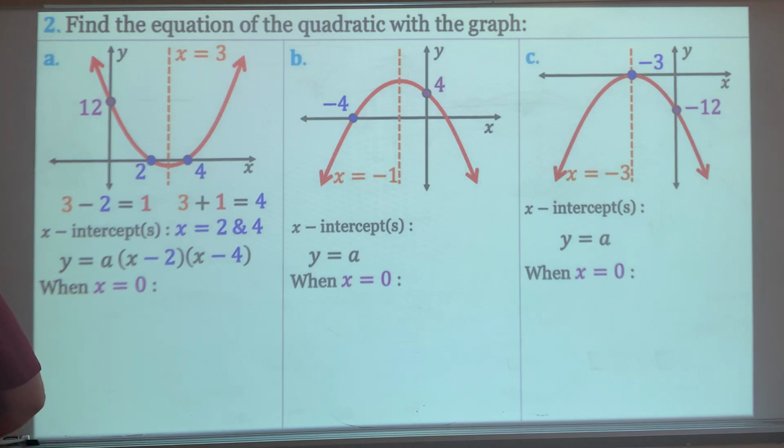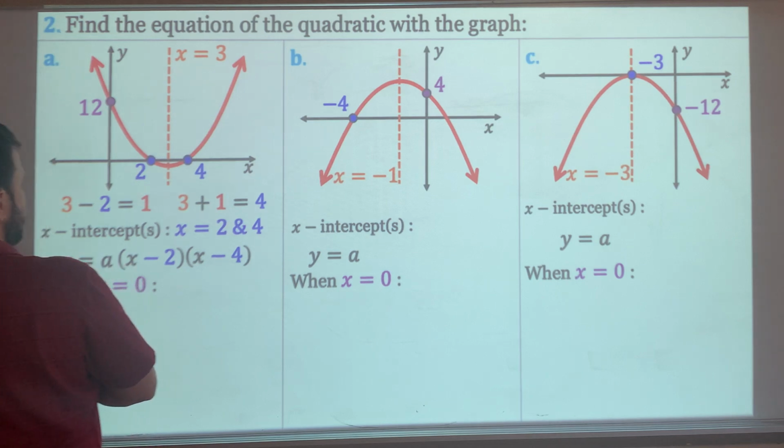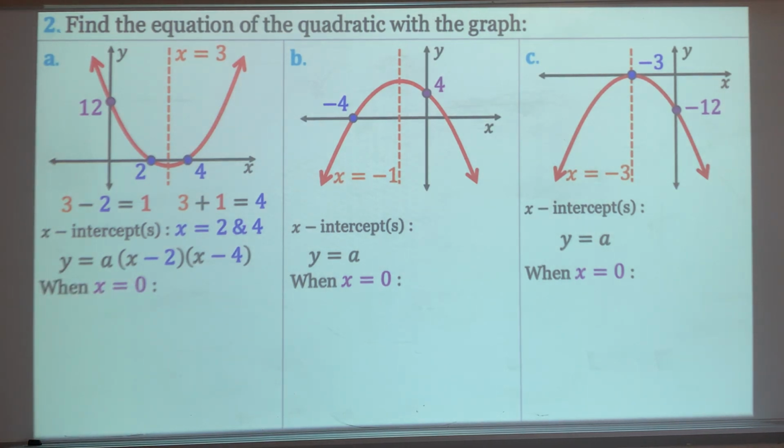Well, that should say a minus. I messed up finally. No. Well, that's right. X minus 2, x minus 4. I don't know why I said I messed up.